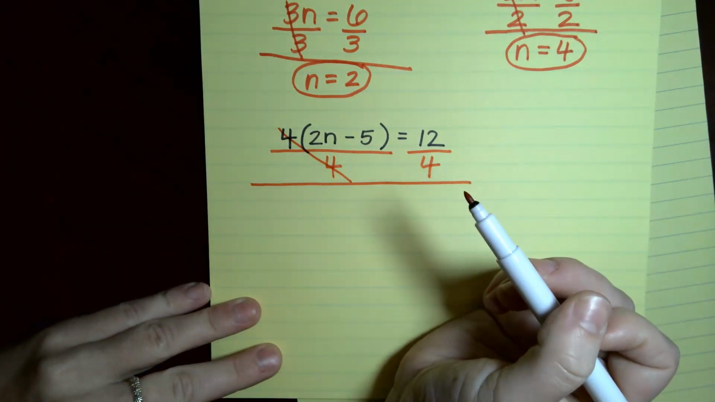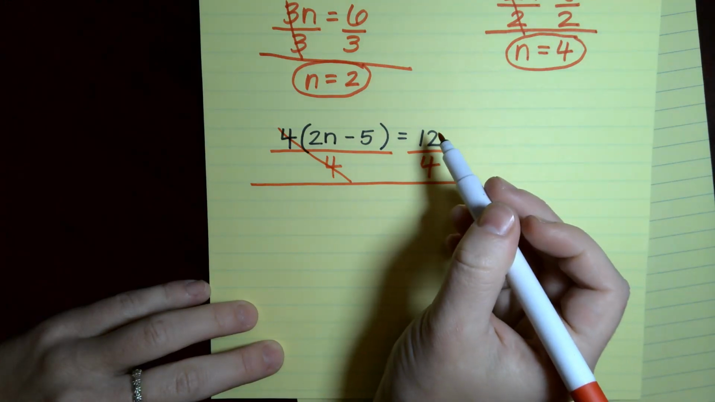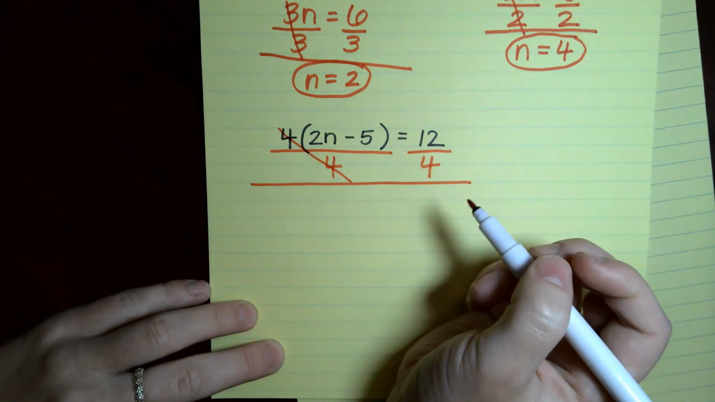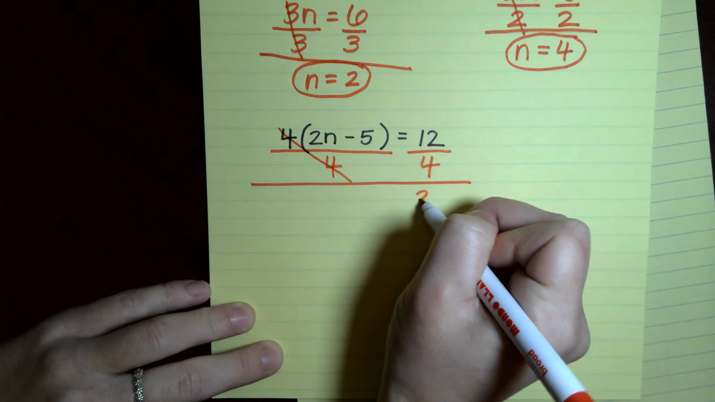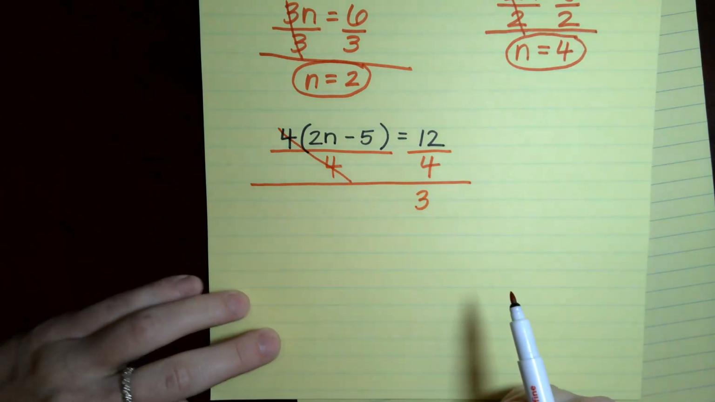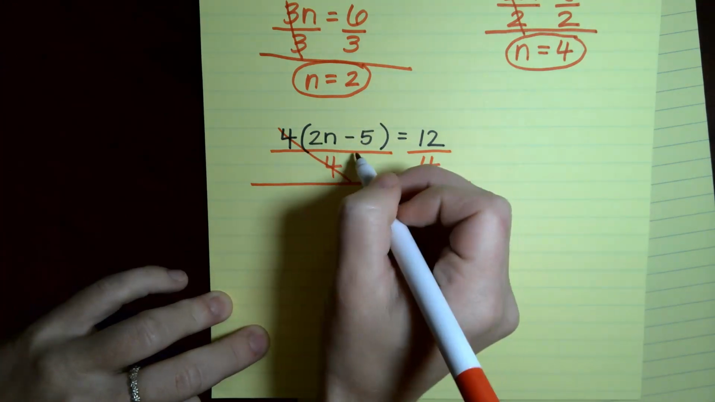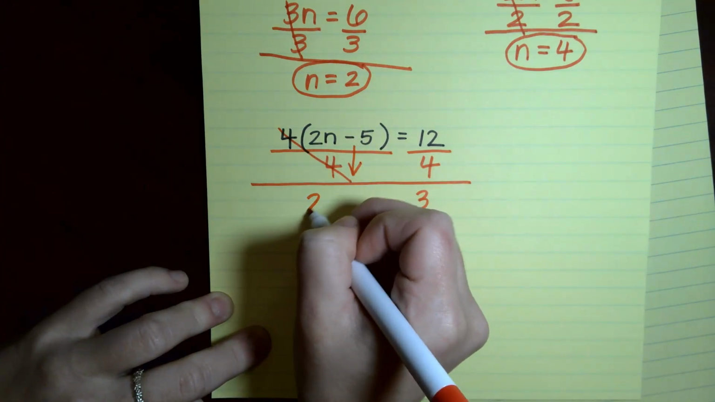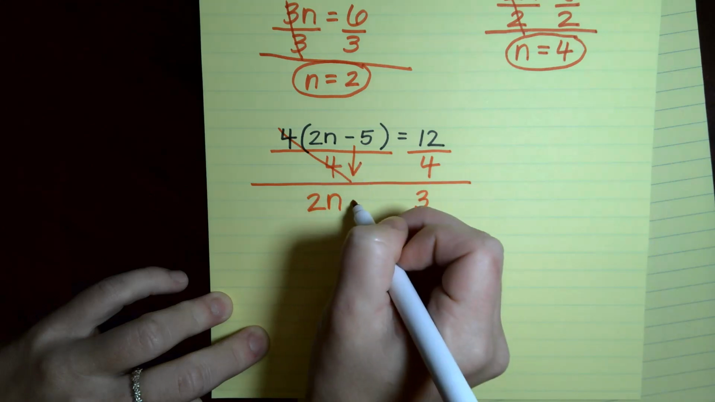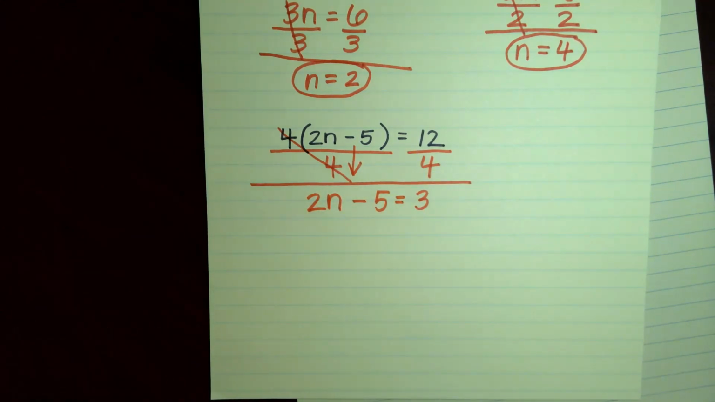What's my next step? 4 going to 12. What is 12 divided by 4? 3. Perfect. And then what else do I need to put down here? Bring down the 9 minus 5. Yes, I'm just going to bring this down. My 2 times n minus 5 equals 3.